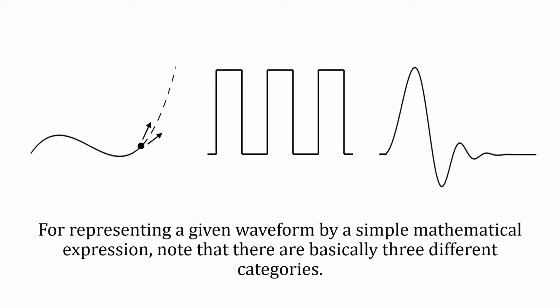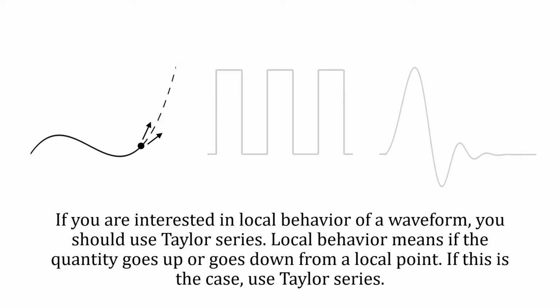For representing a given waveform by a simple mathematical expression, note that there are basically three different categories. If you are interested in local behavior of a waveform, you should use Taylor series. Local behavior means if the quantity goes up or goes down from a local point. If this is the case, use Taylor series.